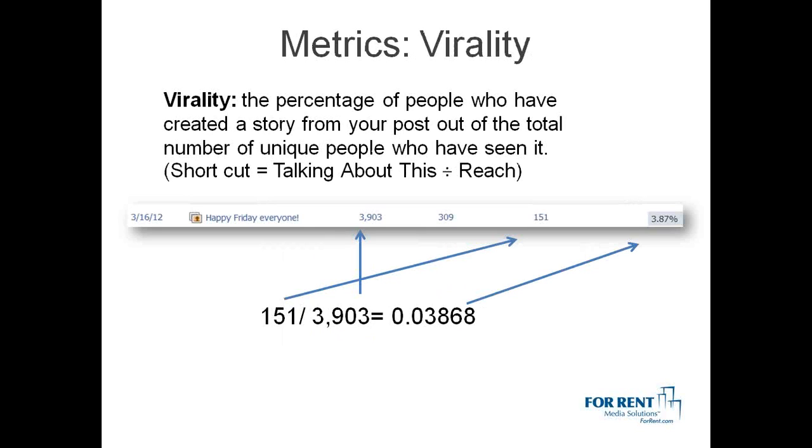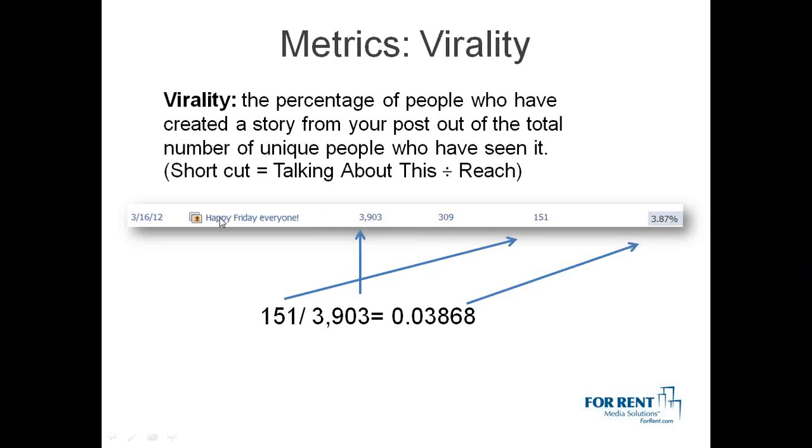Now, the virality metric is pretty intense. This really talks about the percentage of people who have created a story from your post out of the total number of unique people who have seen it. There is actually a formula for this. Virality is the number of people talking about that post or content divided by the reach, which is the number of people who have been exposed to that content.